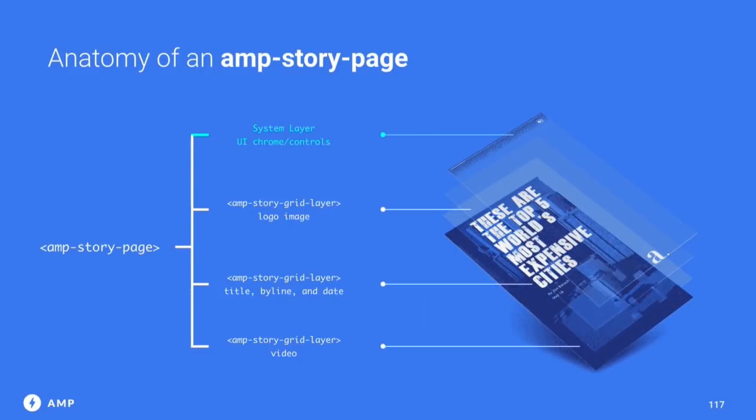And then lastly, the system always superimposes what we call the system layer, which includes controls, a progress indicator so the user knows where they are, and other UI Chrome to help orient the user within the story.